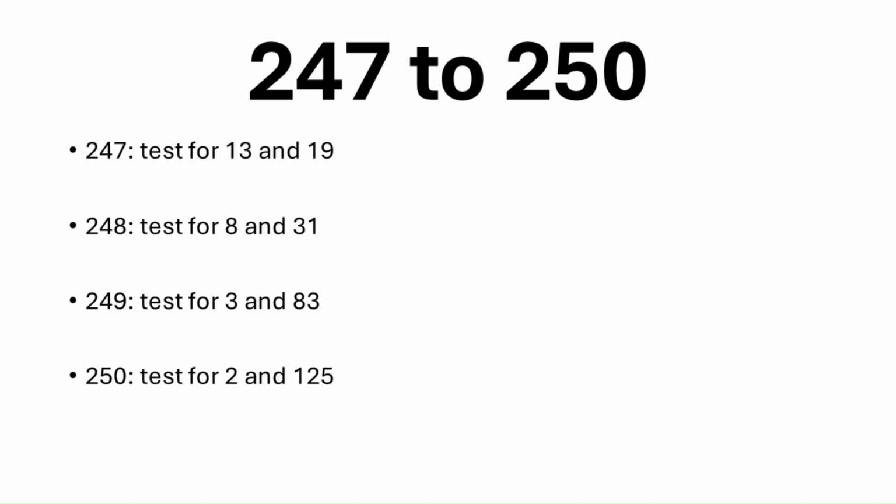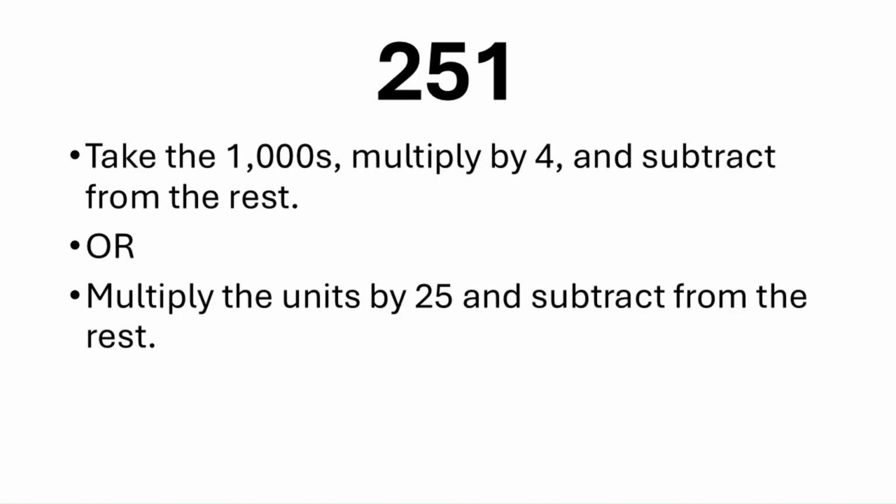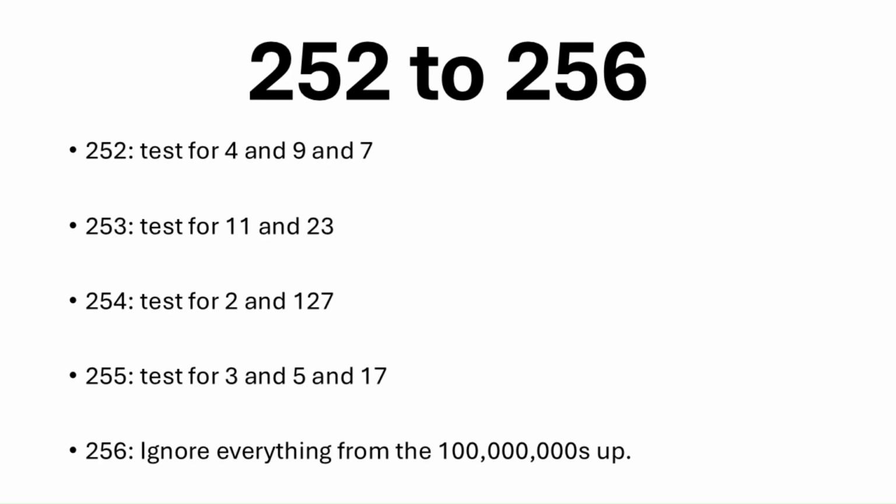247, test for 13 and 19. 248, test for 8 and 31. 249, test for 3 and 83. 250, test for 2 and 125. 251. Take the 1000s, multiply by 4, and subtract from the rest. Or multiply the units by 25 and subtract from the rest.